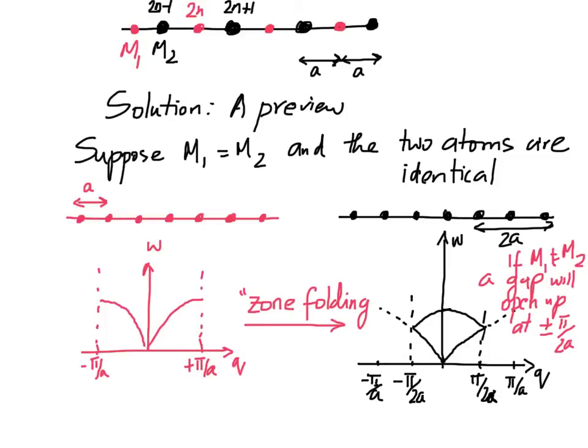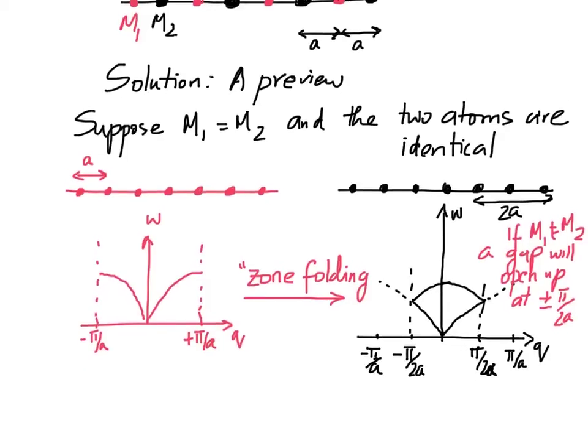Okay, so I've just written down my observations. Zone folding is what has taken us from the left picture to the right picture, and now if we make M1 not equal to M2, a gap will open up at plus minus pi over 2a. So that's the new feature I was talking about earlier.